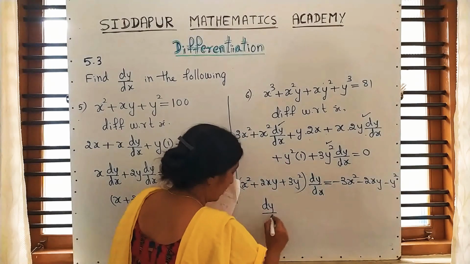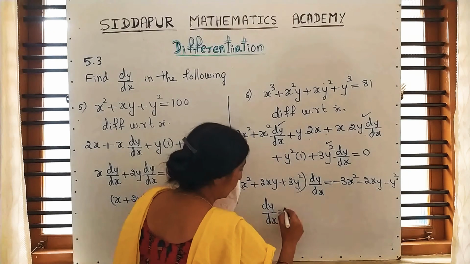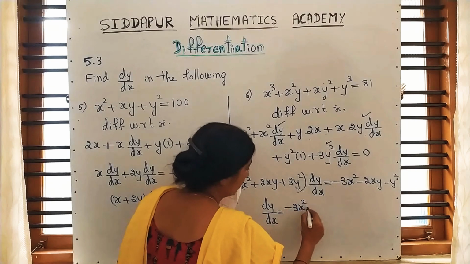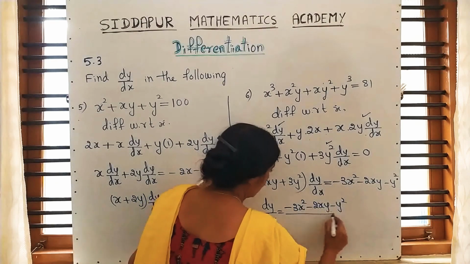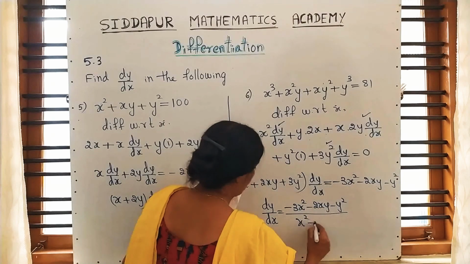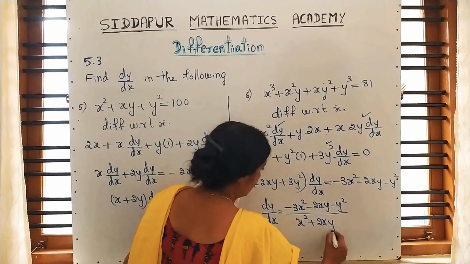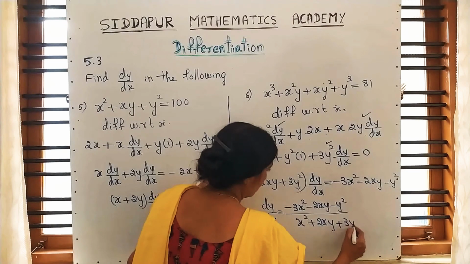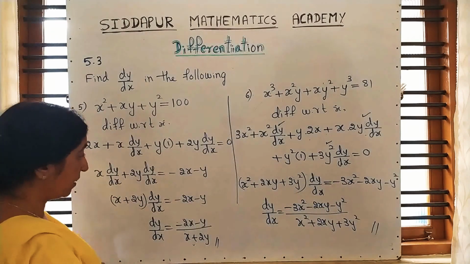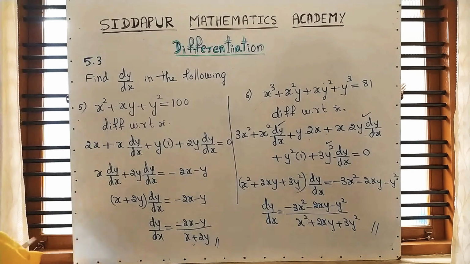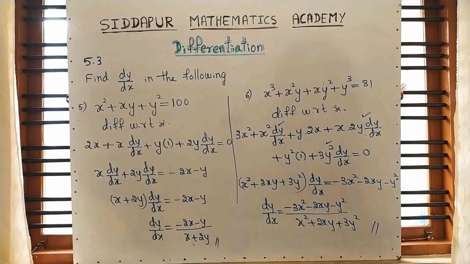Then dy upon dx is equal to... and if you want, you can take minus as a common. Otherwise you can keep it as it is. Moving to the next question.